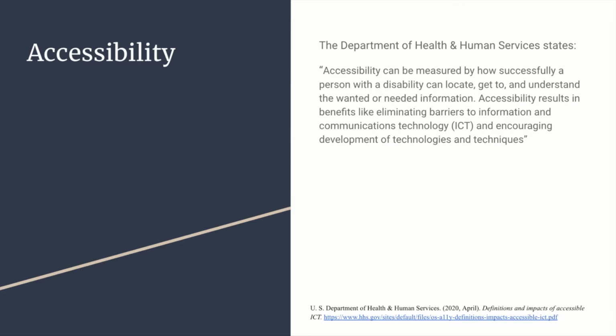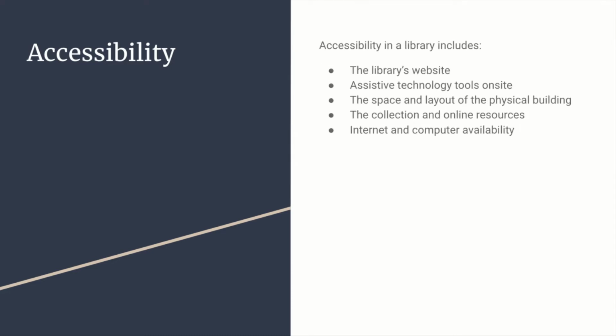They have many resources on their website discussing accessibility, such as fact sheets for accessibility definitions and impacts, and software accessibility reference guides. Library accessibility might include the library's website, assistive technology tools the library has, the space and layout of the actual building, the library's physical collection and digital materials, and internet and computer availability.